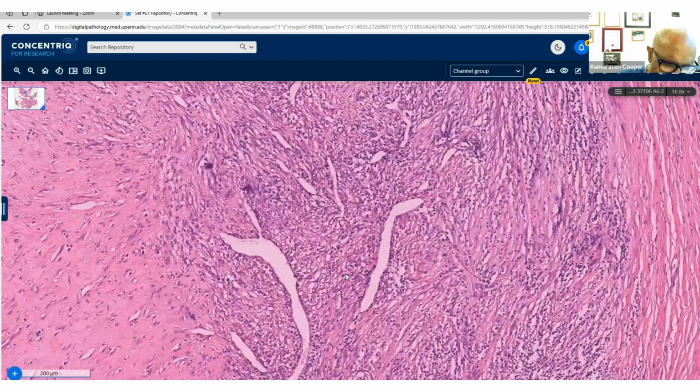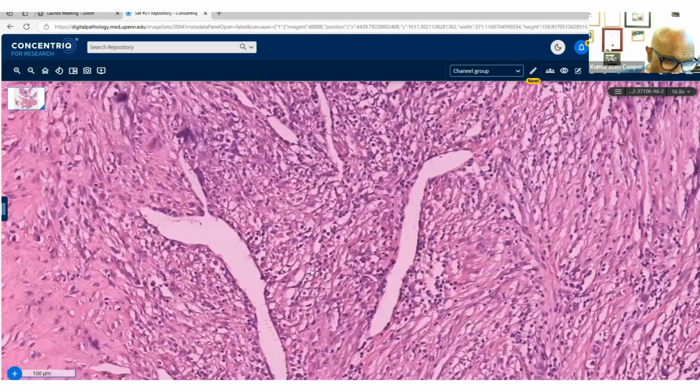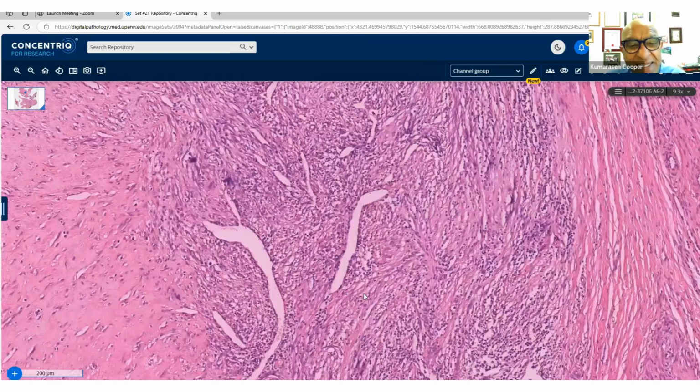So, Carla, those were negative here, and we did those because of the differential you mentioned. Could this be a solitary fibrous tumor? So both CD34 was negative and STAT6 was negative. The other differential you mentioned is also a very good, thoughtful one.